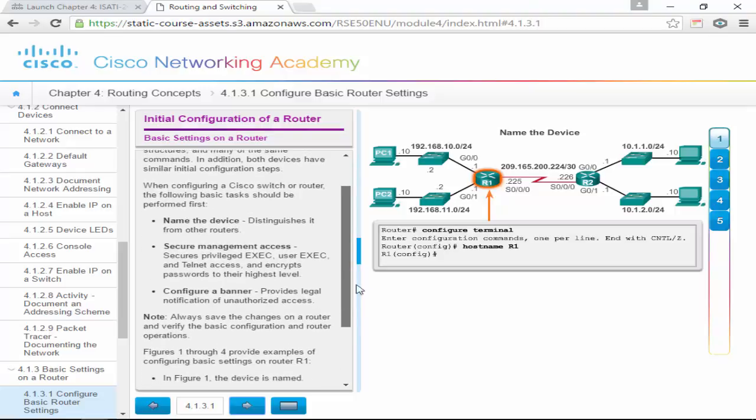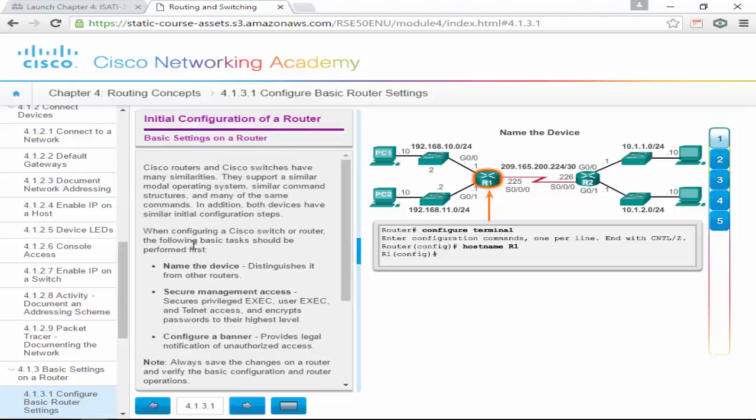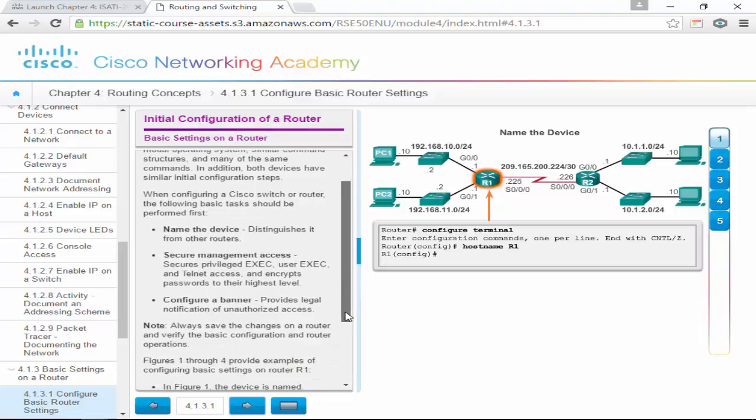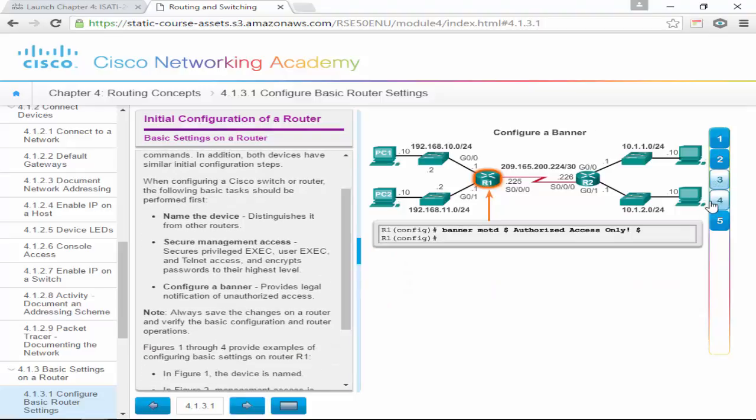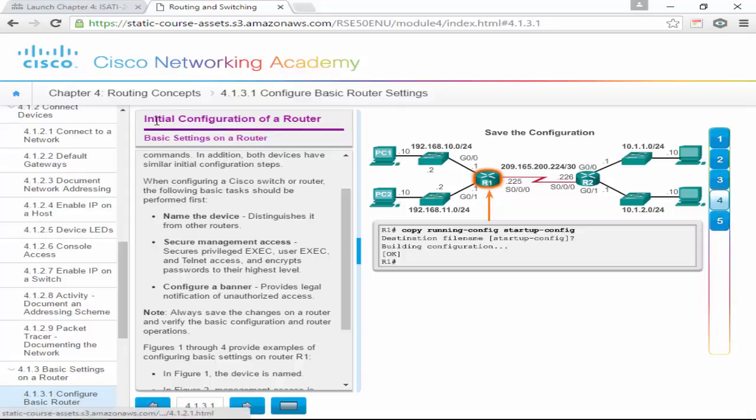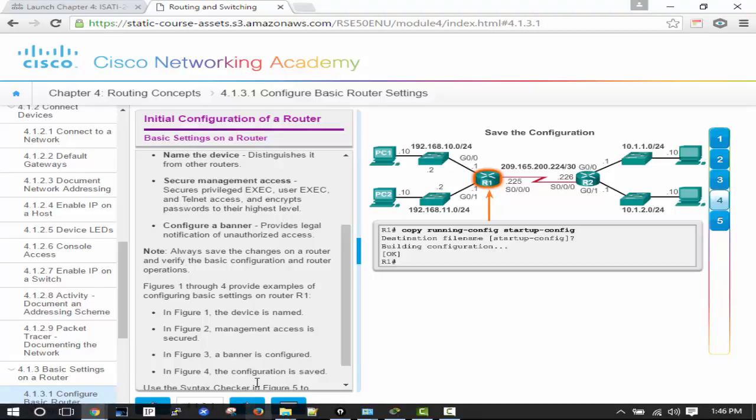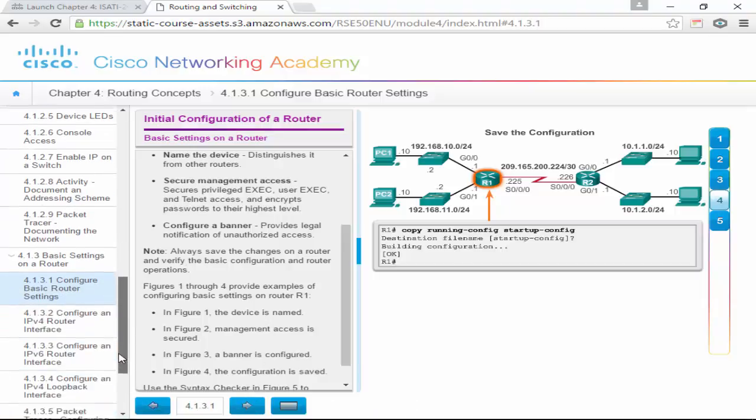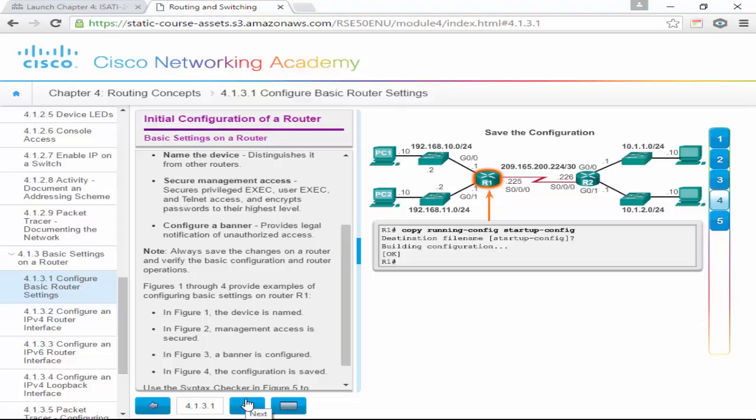Okay, so configure basic settings on a router. You guys have done this before, so I'm not going to go over it very much. Device name, same as a switch: hostname, and then we name it R1, or the room name in R1 or R2, whatever it is. Secure management access, right? Enable secret. Configure a banner. You guys have seen this. Go through these commands if you want, all the basic commands, and you need to remember them. I believe I showed them to you guys in the last chapter.